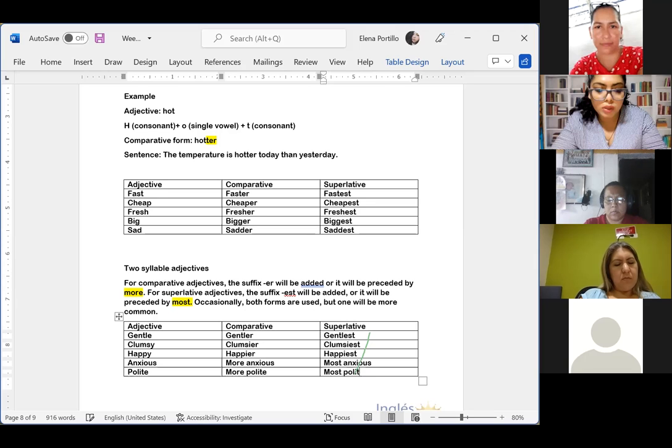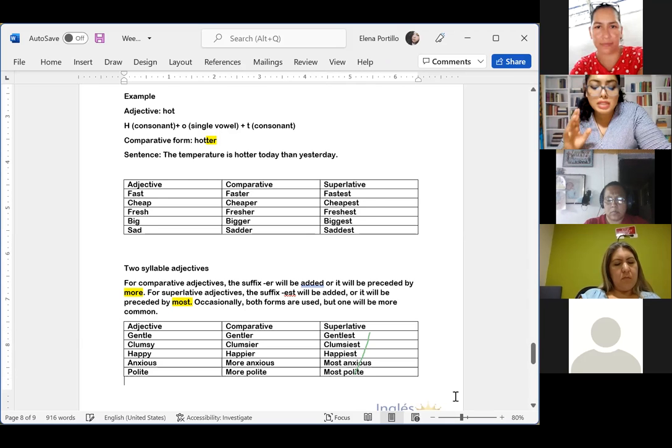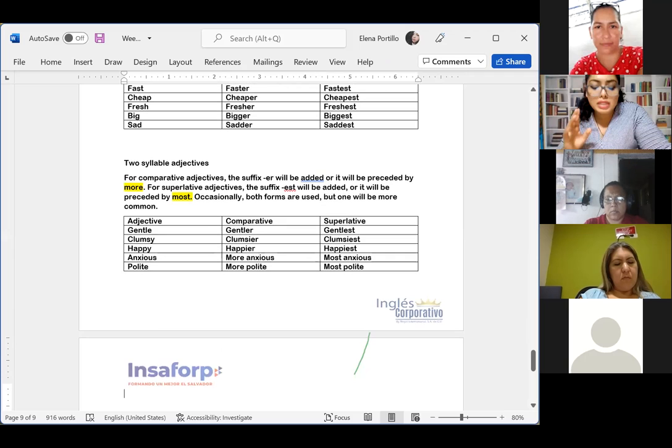Then we have three syllables or more. In this case, we are going to use words that are larger. So in this case, we are going to use those adjectives that are not just one or two syllables, they have three or more syllables.